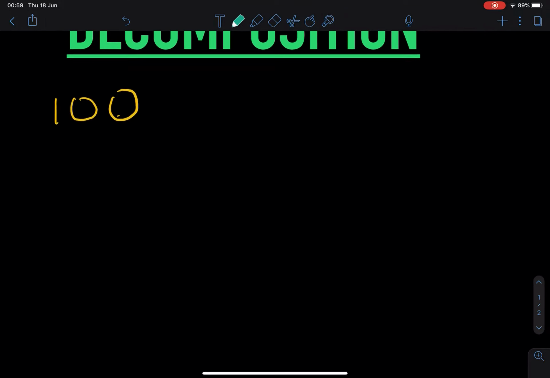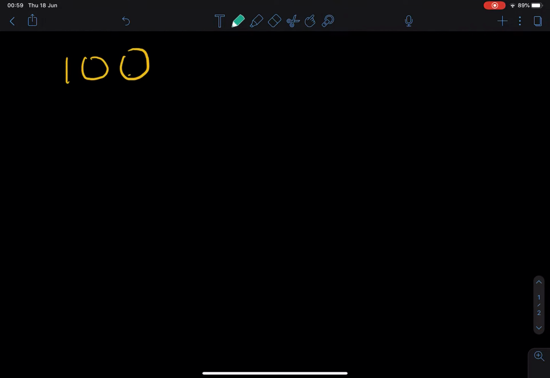So let's do 100 as an example. The method that we use is called a tree diagram. From 100, we draw two branches, and in these branches we write down two numbers that multiply to give me 100. So in this case, let's choose any two numbers. Let's do 50 and 2.